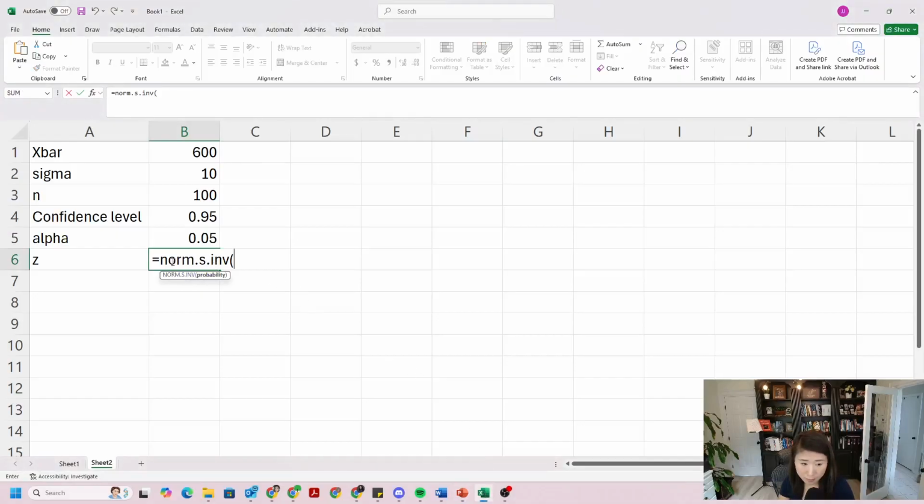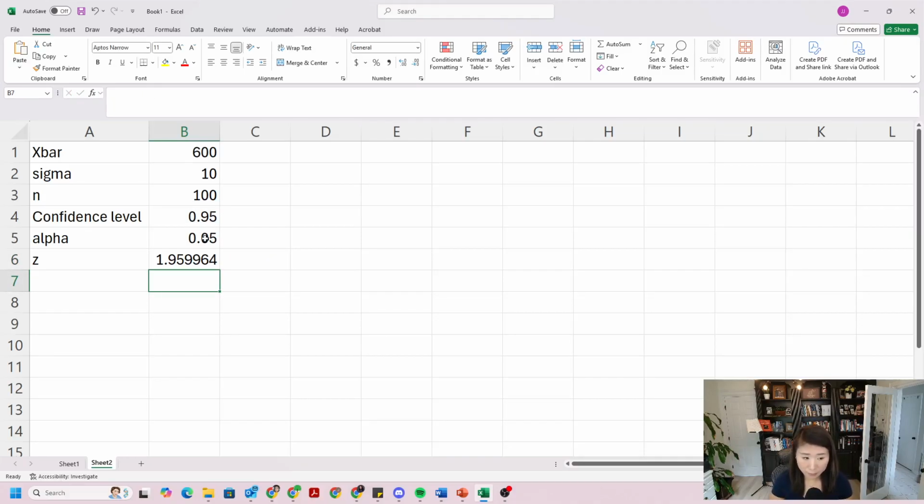As I just mentioned, the probability we are using is the confidence level plus half of your alpha. Remember this formula. In order to figure out the z statistic you need to calculate your confidence interval, you need to use the confidence level plus half of your alpha's value. So now you will obtain 1.9569964. If you only keep 4 decimal places, that's when you get 1.9600.